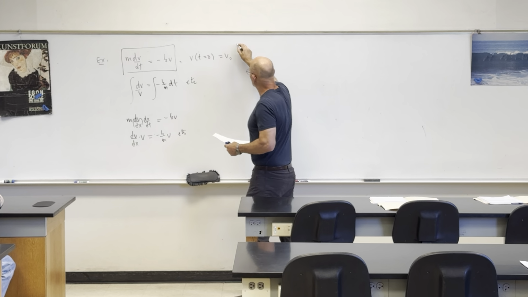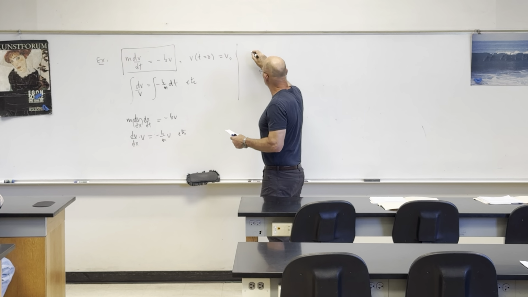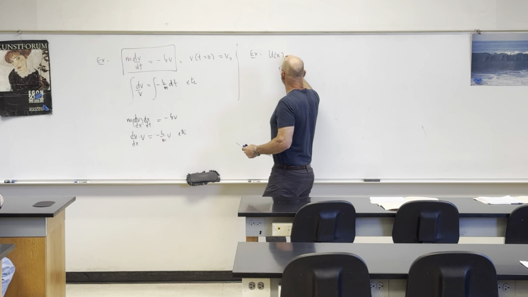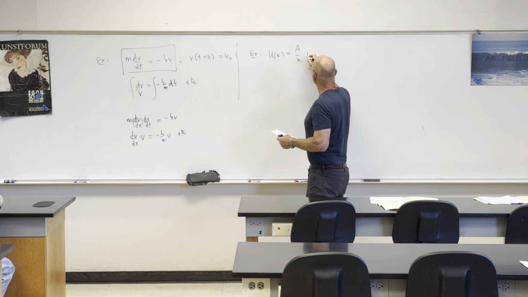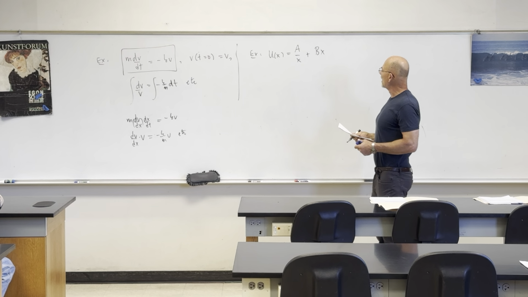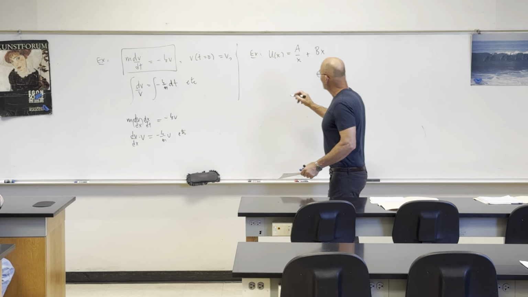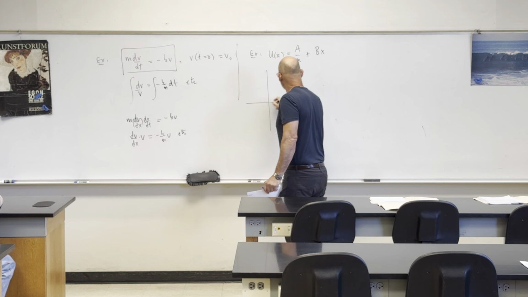The other problem, so this is on the first exam. The other one that is also worth doing is we had u of x equals a over x plus b times x. A and b were positive, x was also positive, so everything positive there. And then I asked for a sketch of u of x.